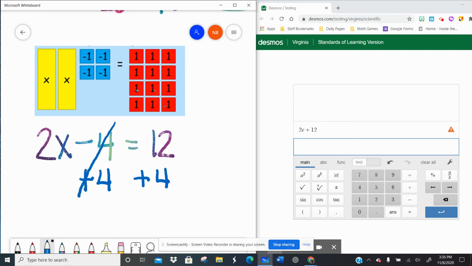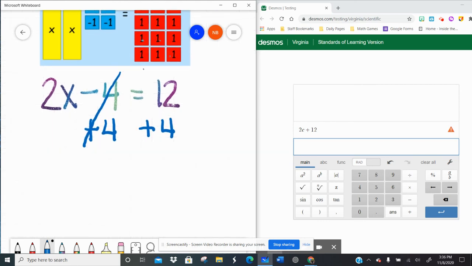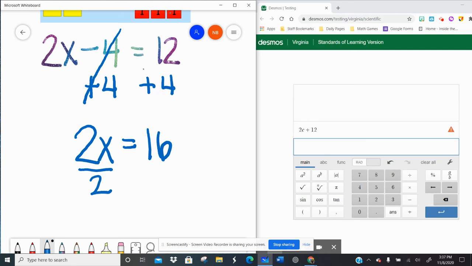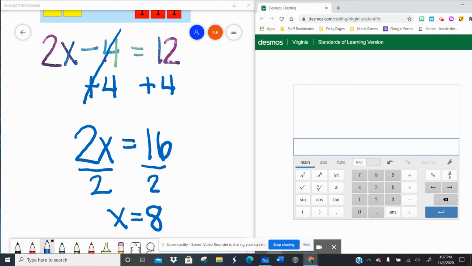So that goes away. That way it cancels out. If I have a negative 4 and I add 4, I'm at 0. And now 2x equals 16. If I divide each side by 2, x equals 8. Let's see if I did that math correctly. Let's type in this left-hand side, this part of the equation, 2x minus 4. And then let's say x is 8. Just like that, I have 12, so I can check my work.